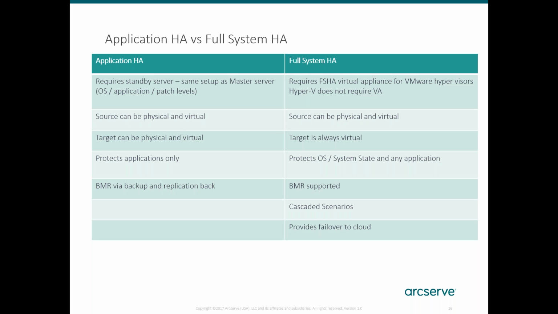Again, BMR is supported, but what you do have extra is the cascaded scenario. With Full System HA, you have the ability to replicate from site A to site B to site C to the cloud, for instance, and that also provides the failover to the cloud, obviously, as the last point.